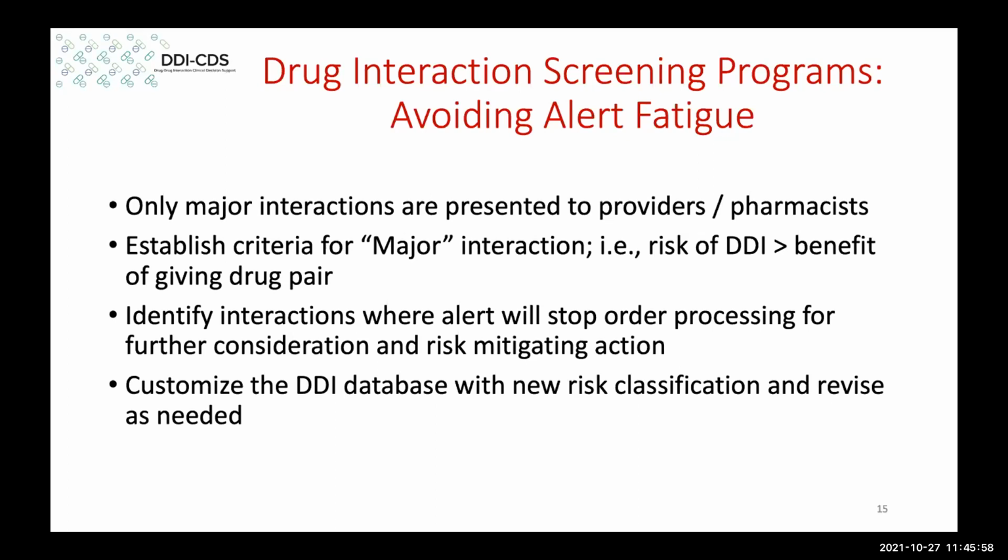Since we really couldn't do much in Cerner's database to change things, but we could do, as Andrew noted with Epic, we could change the severity listing. And so that's how we approached this. We looked at the major interactions first, and if we found any of those that we felt didn't need to be alerted, we just changed them to a moderate, and therefore they didn't alert for the prescribers or for the pharmacists, but of course they were still in the database and in the system.